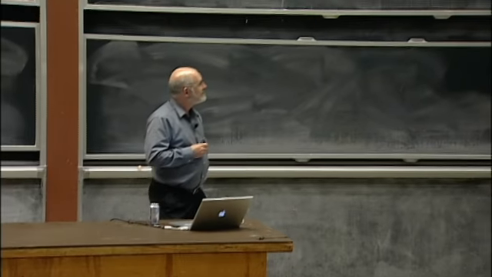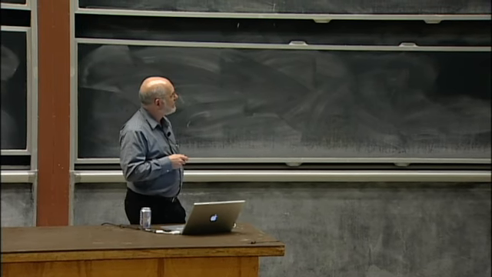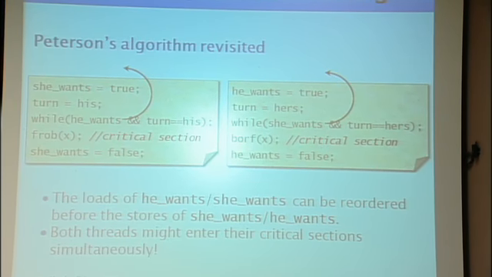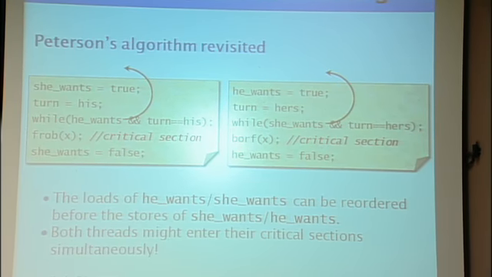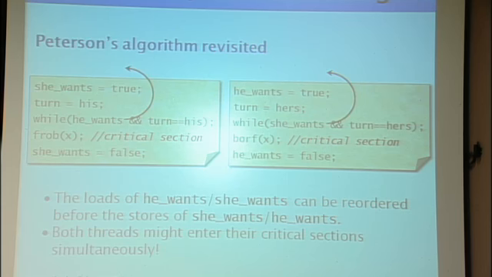I think the point is that if you swap those two positions, then the turn equals his will not be reordered before the store. You might be right. Let me think about that. You won't reorder the same order, but you just stored to turn. Yeah, I see what you're saying. You mean turn equals his, so the Boolean expression. Okay, I hadn't thought about that. Let me just think about that a second.